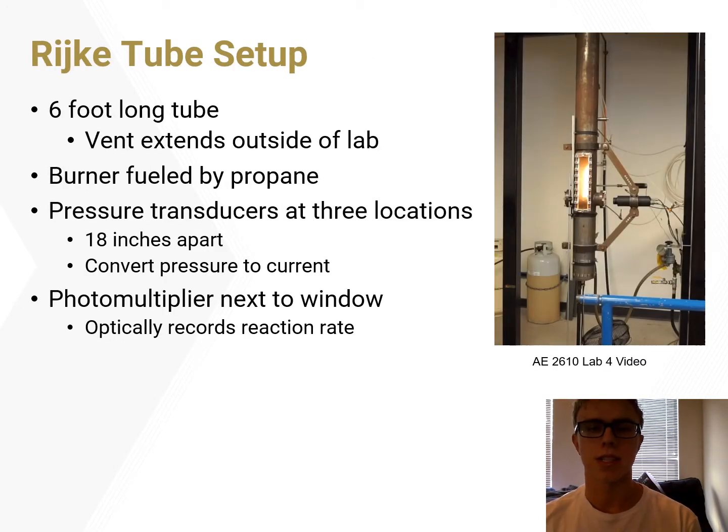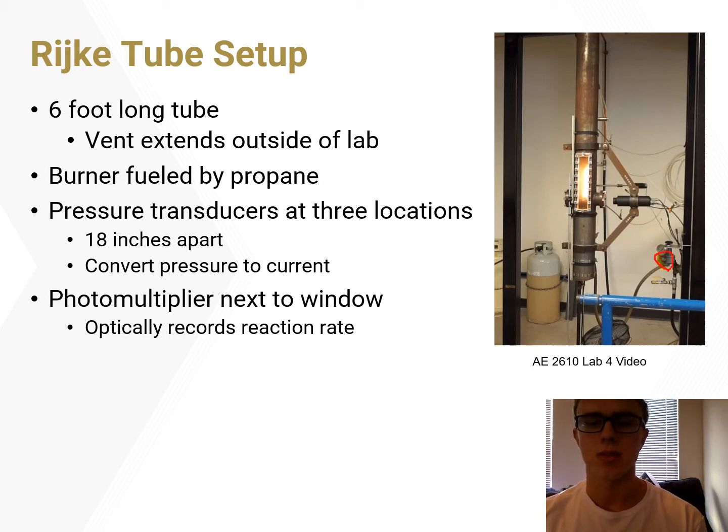For our experimental setup, we used a Rijke tube as our pulse combustor. This tube is located in the Engineering, Science, and Mechanics building in Lab G2. It is 6 feet long and it extends outside of the lab. It consists of a burner that is fueled by propane here at the bottom.